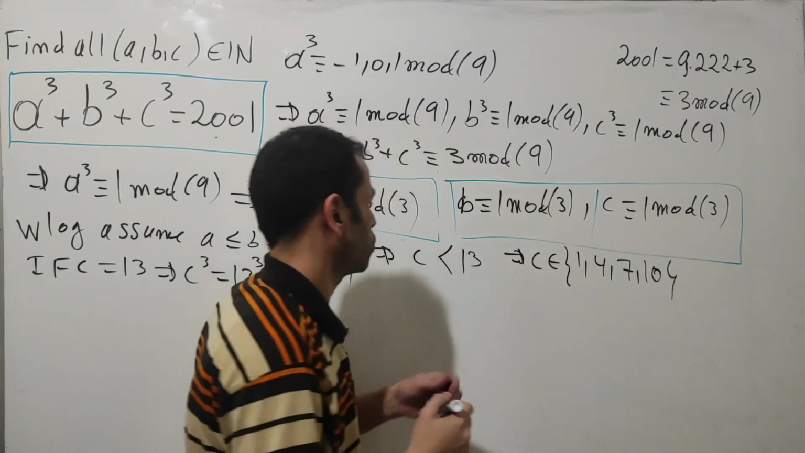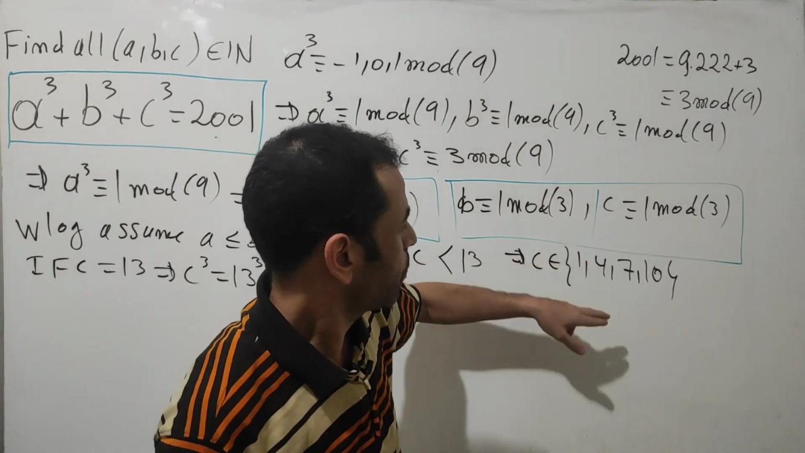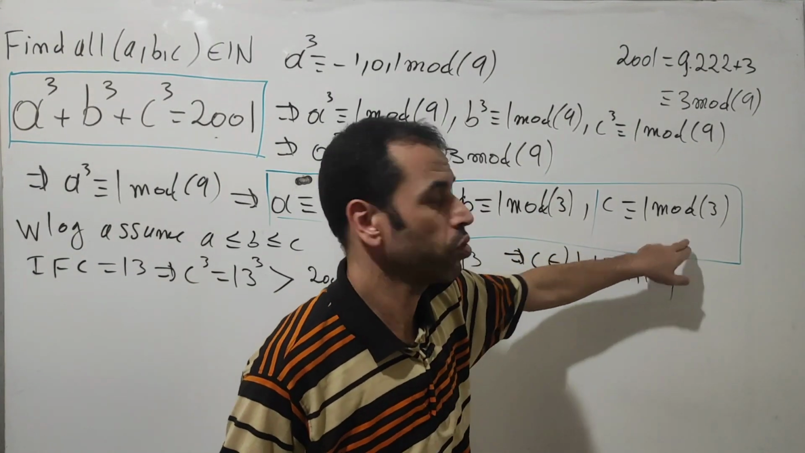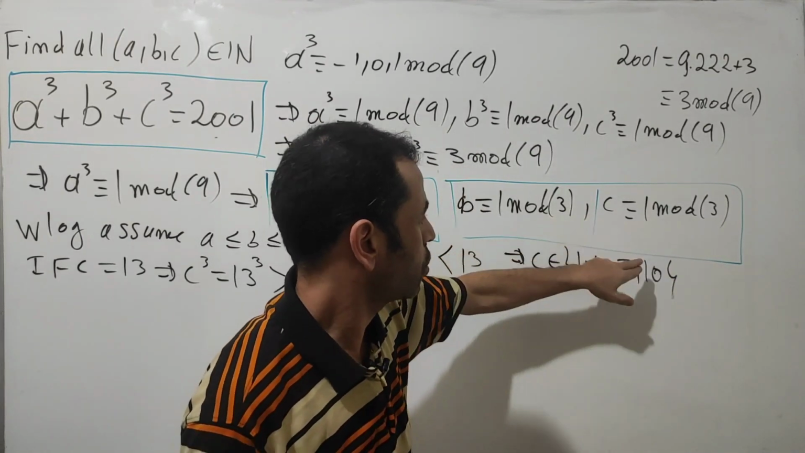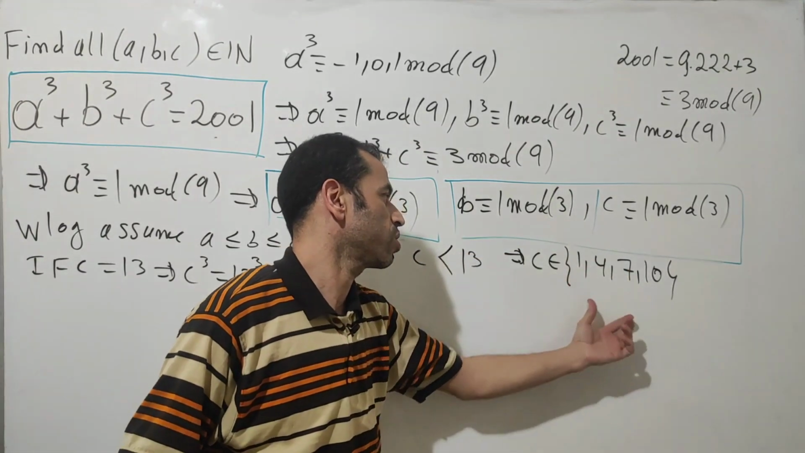Since we have proven c is strictly inferior than 13. Because replacing here, 10 is congruent to 1 mod 3, which is true. Replacing 7, you get 7 is congruent to 1 mod 3, which is true. 4 is true. Number 1 is true. So these are the only values c can take.